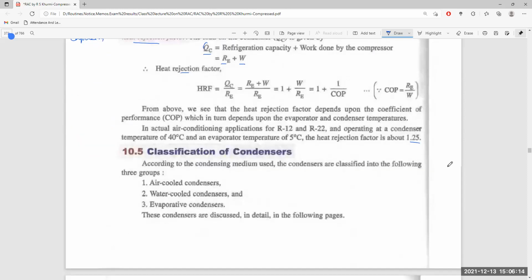But what is the classification of condensers? There are three types: air-cooled condenser, water-cooled condenser, and evaporative condenser. Air-cooled uses the surrounding air, water-cooled uses water, and evaporative uses evaporation of water. These condensers are considered in detail on the following pages.